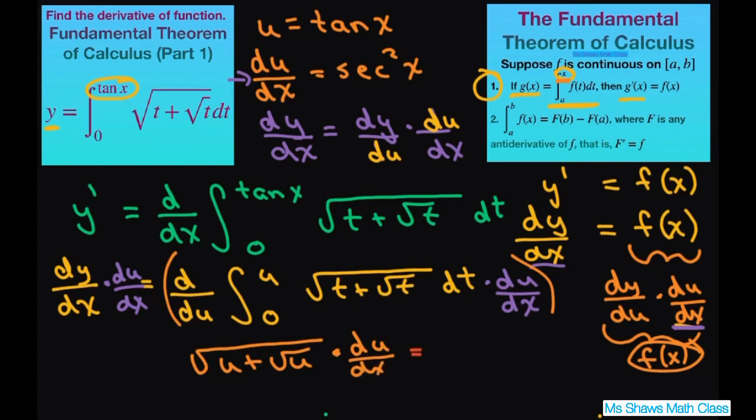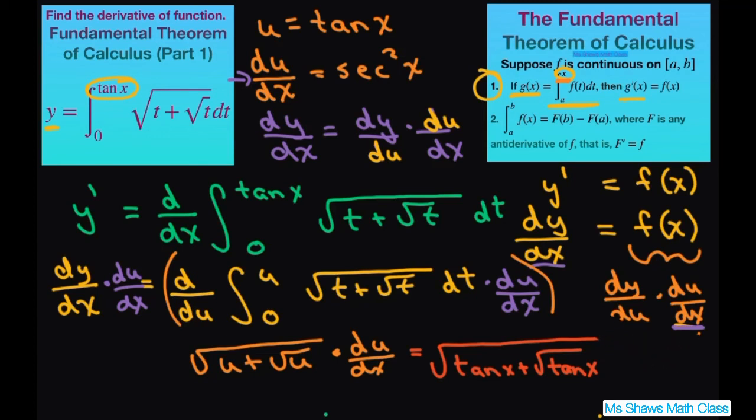And then just substitute. This is going to be square root of, let me see if I can squeeze it in here, tan of x plus square root of tan of x, times secant. So if I can erase this real quick. All right. And then we're going to multiply it by the derivative of u with respect to x, which is secant squared of x. And this is your final answer.